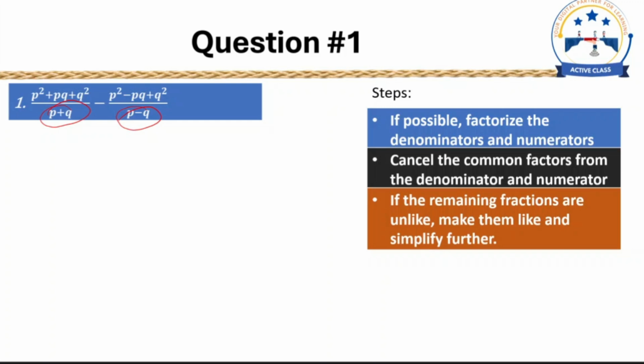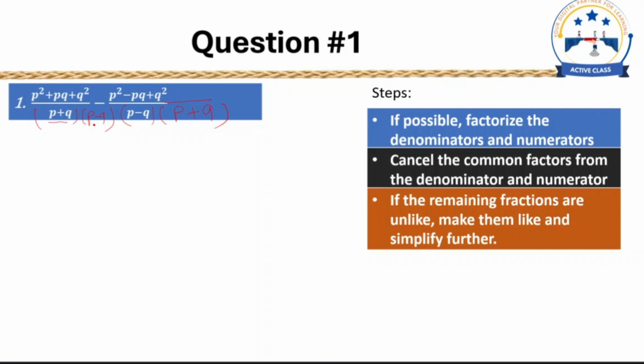Very good. Look at here. The first fraction has p plus q. If I multiply the first fraction with p minus q and the second fraction with p plus q, that is what is present in the denominator of first fraction, then they become like, right?